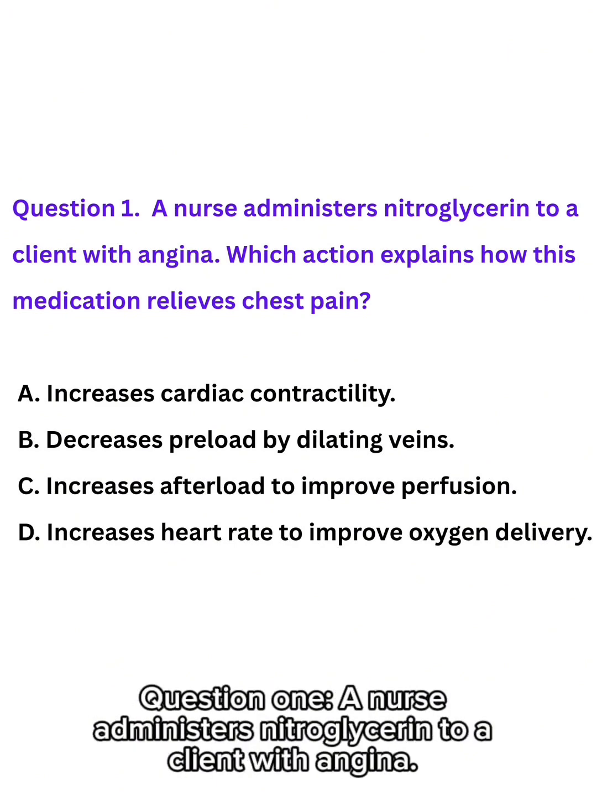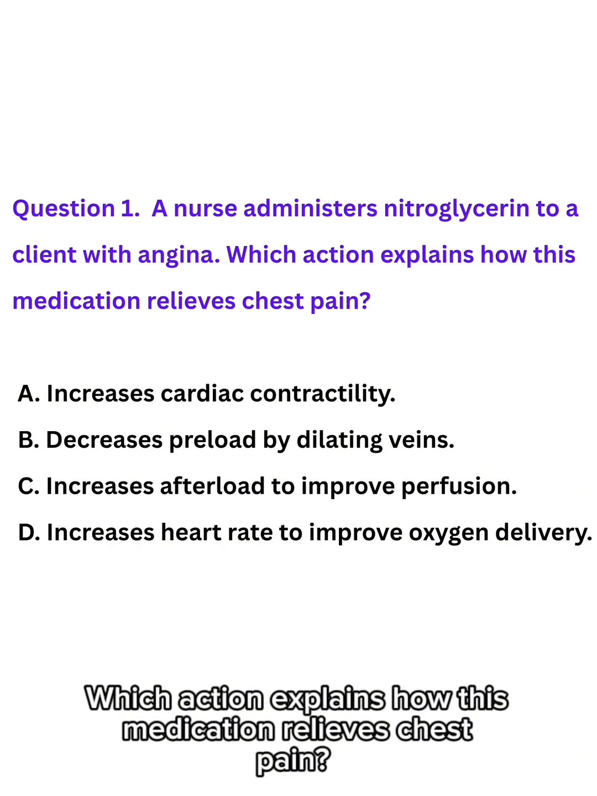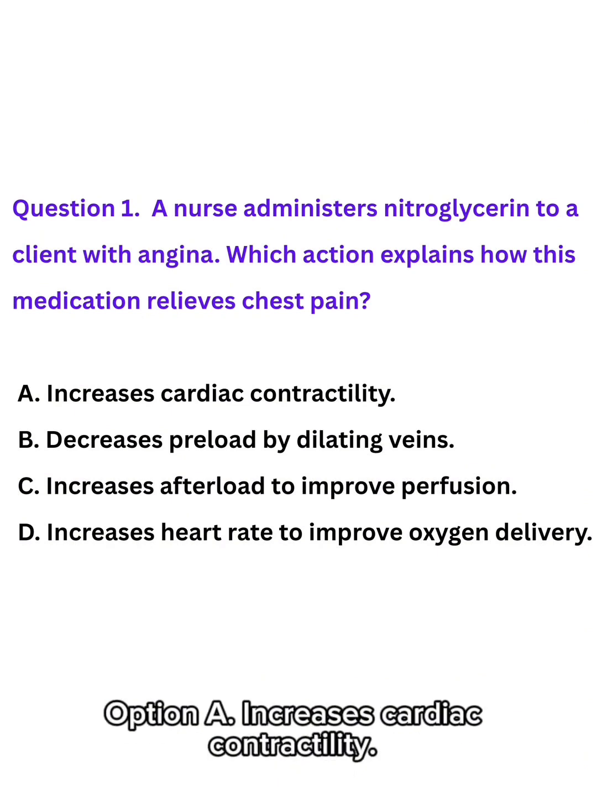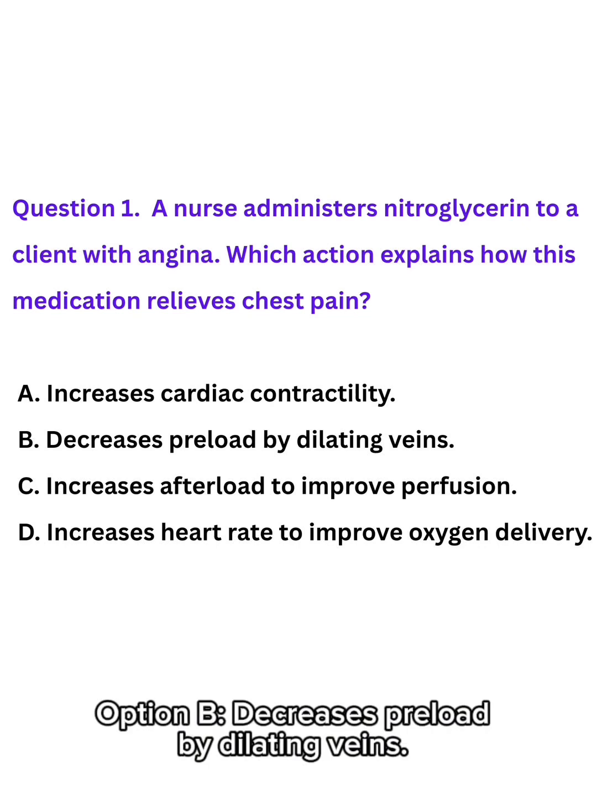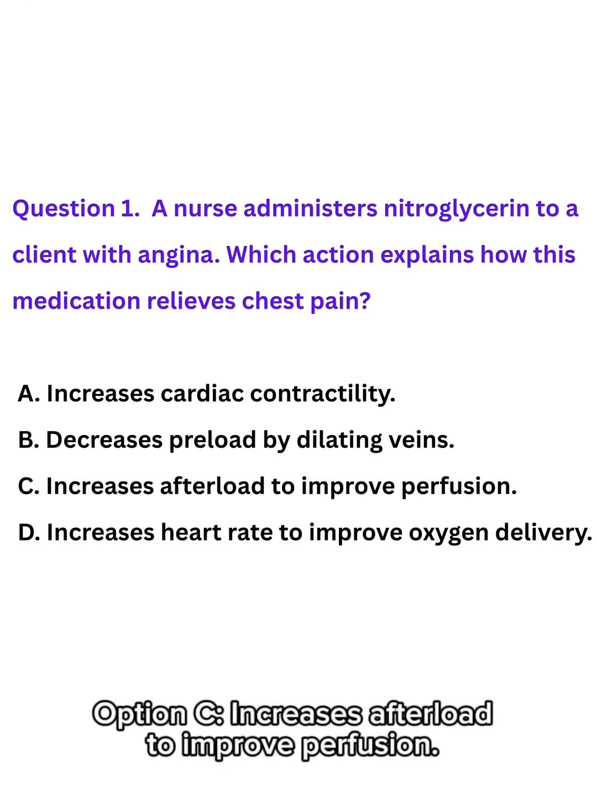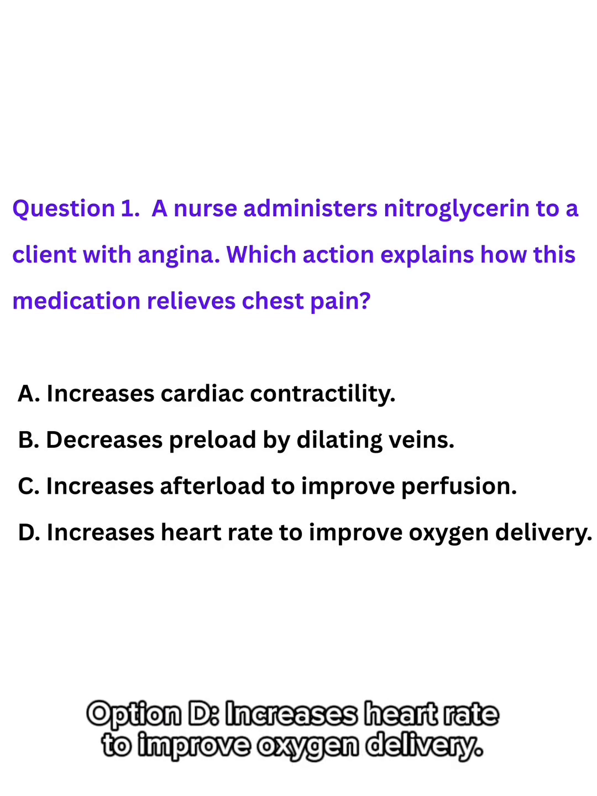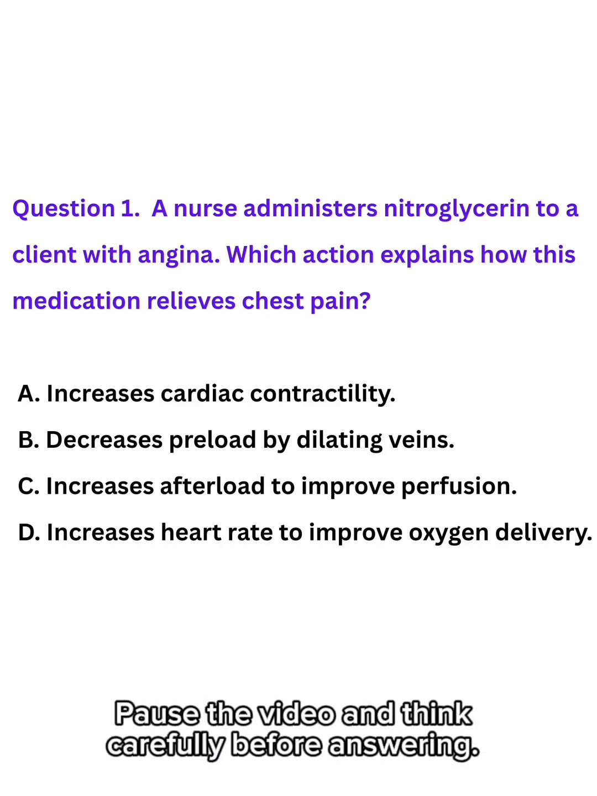Question 1. A nurse administers nitroglycerin to a client with angina. Which action explains how this medication relieves chest pain? Option A, increases cardiac contractility. Option B, decreases preload by dilating veins. Option C, increases afterload to improve perfusion. Option D, increases heart rate to improve oxygen delivery. Pause the video and think carefully before answering.